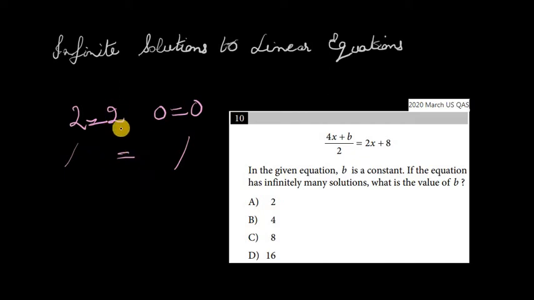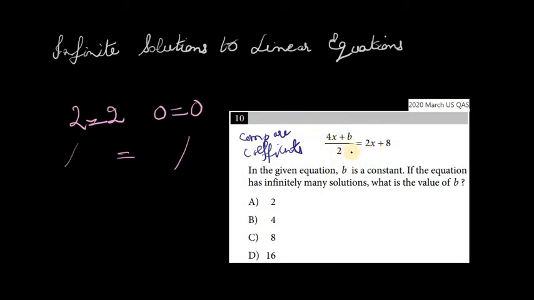And we're going to use this fact to solve these problems, because essentially all we need to do here is just compare the coefficients. I'm going to write that down. Compare coefficients and the constants as well, because in the case of infinite solutions, both the constant terms and the variable terms have to be equal on both sides.